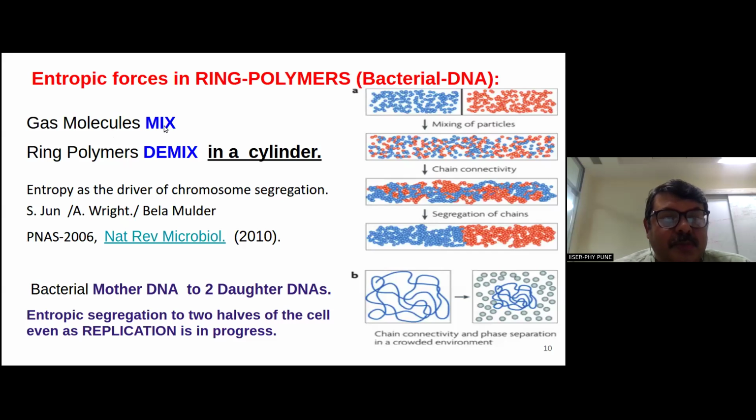So gas molecules mix, but ring polymers demix in high confinement in a cylinder. This was suggested in 2006 by Jun and Mulder. They observed this for a normal statistical physics ring polymer chain. And they suggested that maybe bacterial chromosomes, which are also ring polymers, have a driving force for their segregation, in the absence of any active energy-consuming driving machinery, that might simply be entropy.